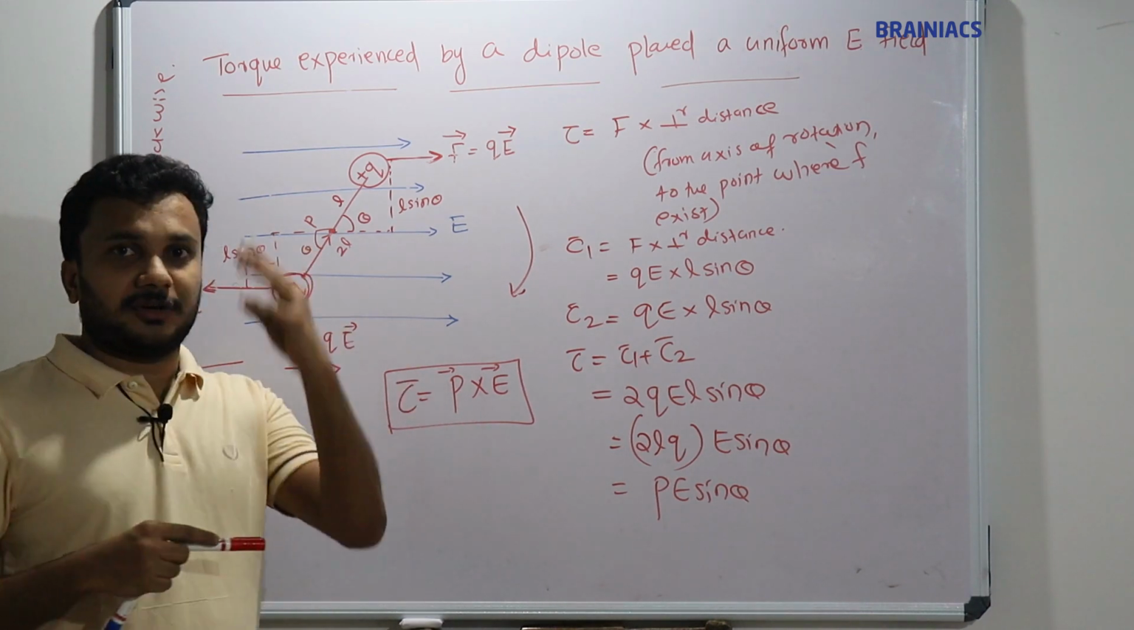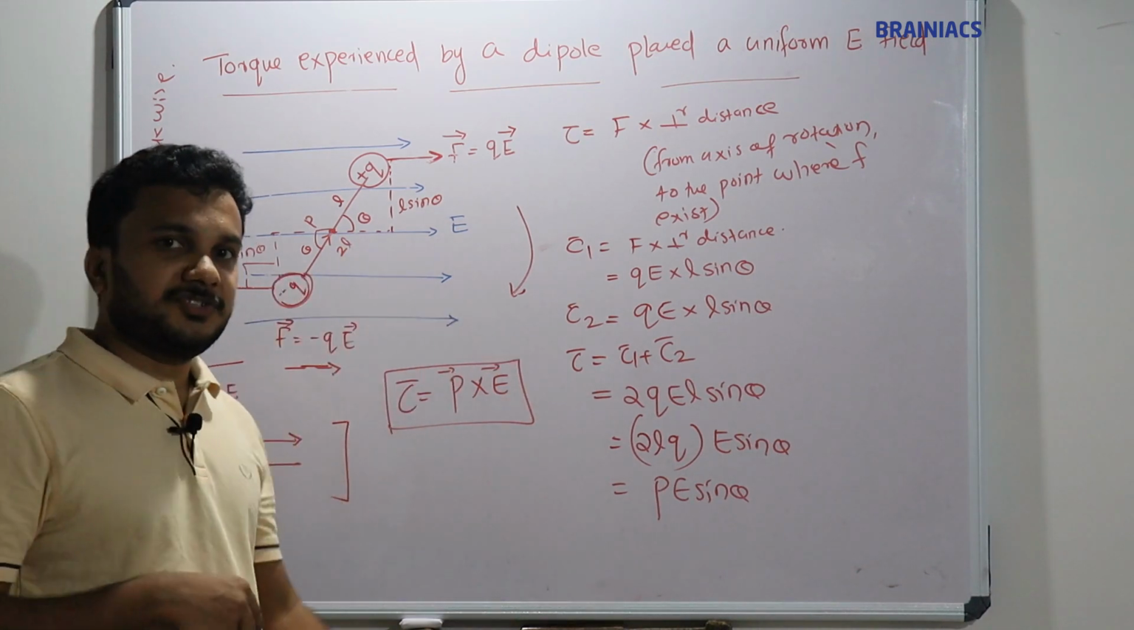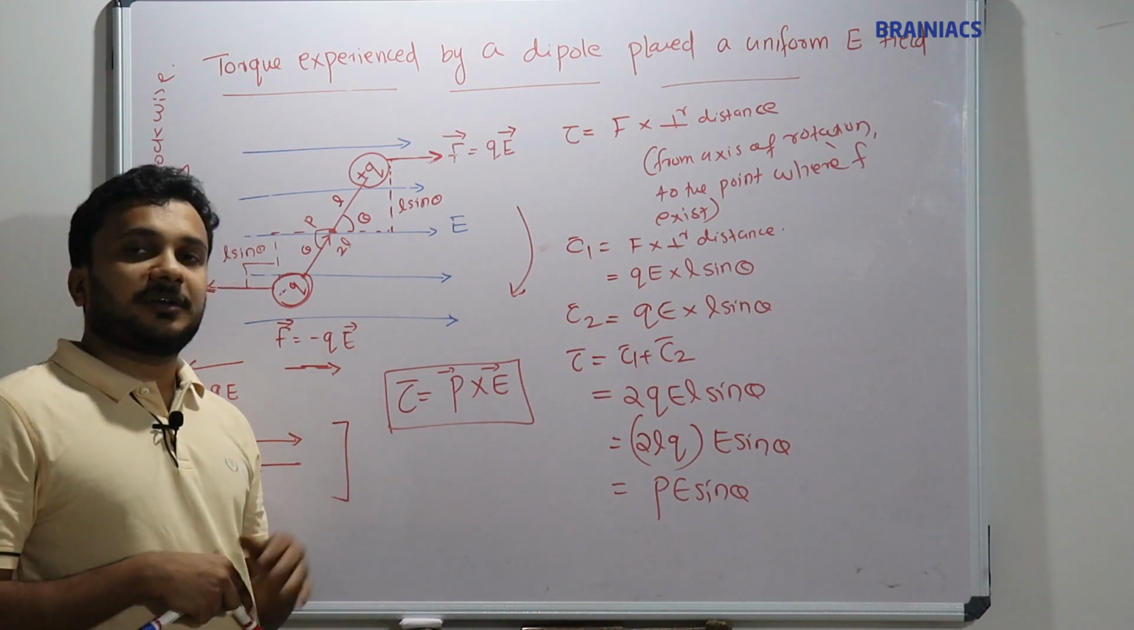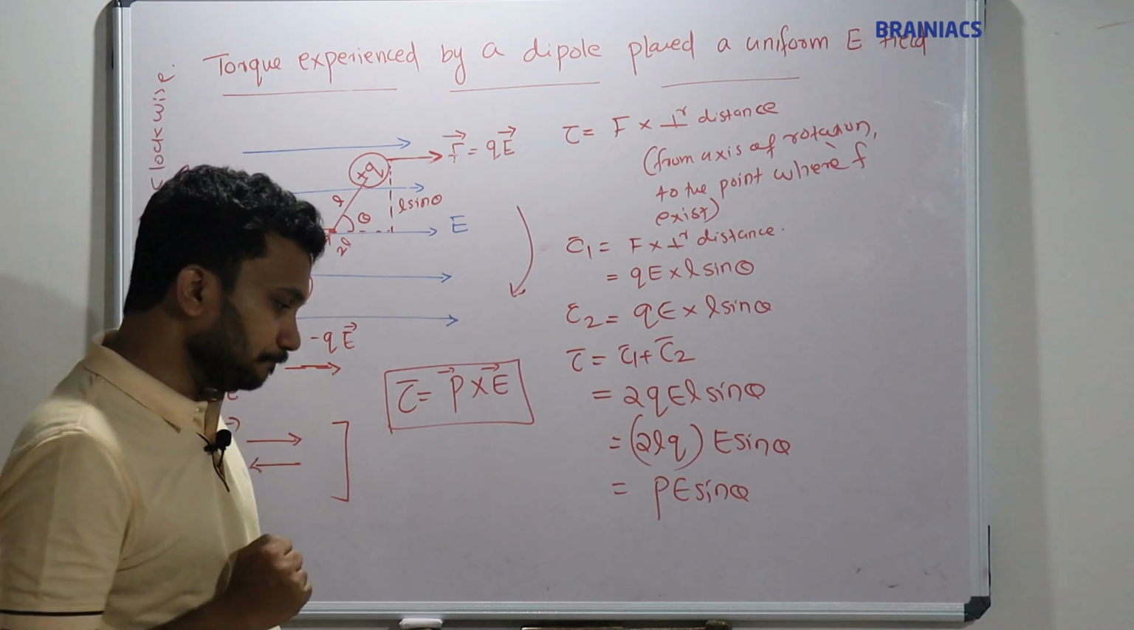This is the third torque you are going to learn in physics. Already two have been learned: one in work, power and energy, one in rotational motion, and the third one is here, torque equal to P cross E, which is equal to PE sin theta.